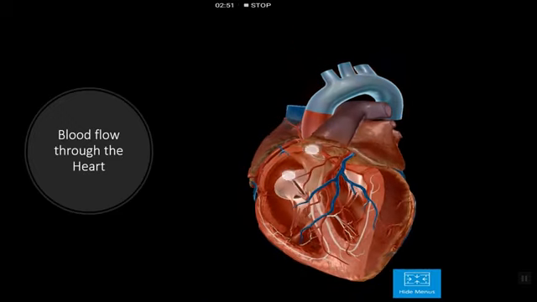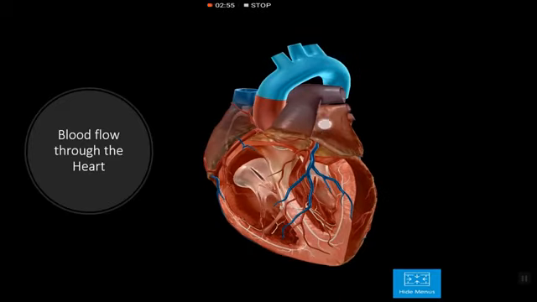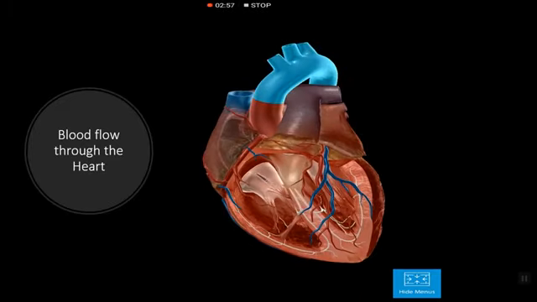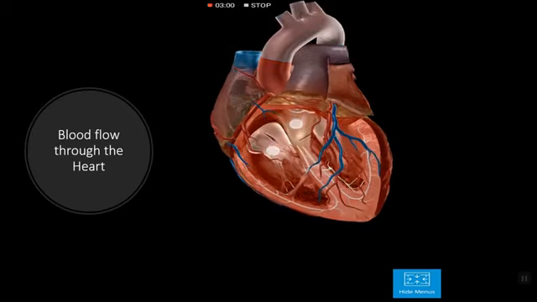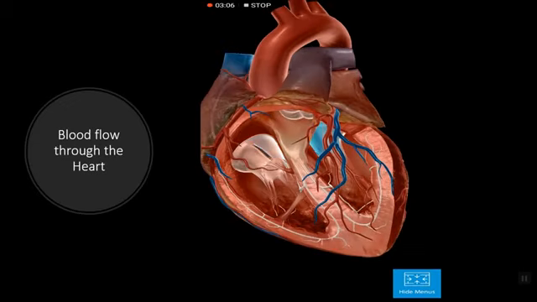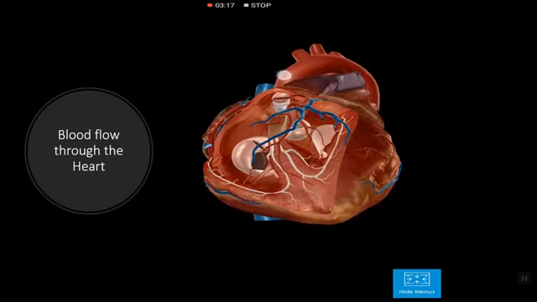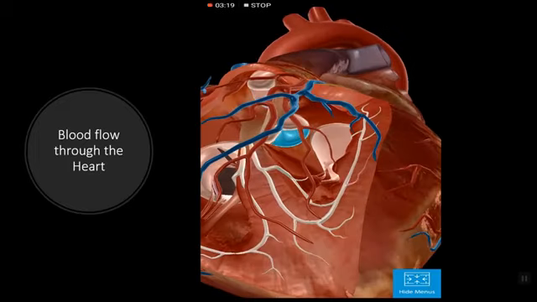The heart sounds that we appreciate or auscultate with the help of the stethoscope, the lub-dub, are created when these doorways that we looked at close, when the valves close. The tricuspid valve and the mitral valve are also collectively known as the AV valves, as they are sitting in between the atria and the ventricles on both sides. The pulmonary valve and the aortic valve are collectively known as the semilunar valves.